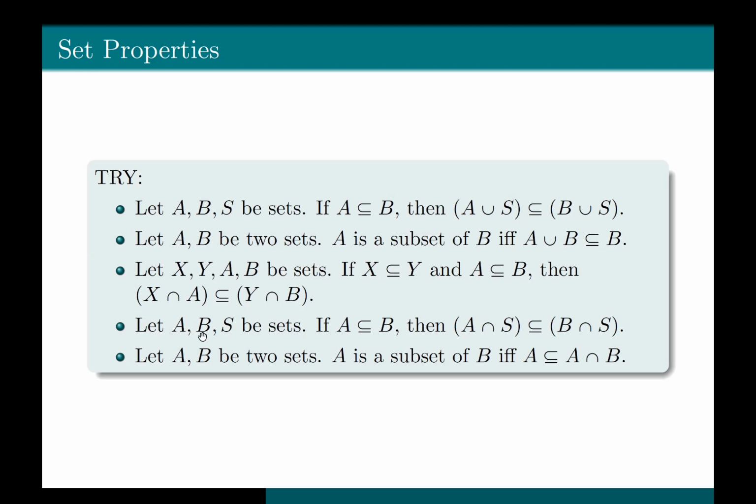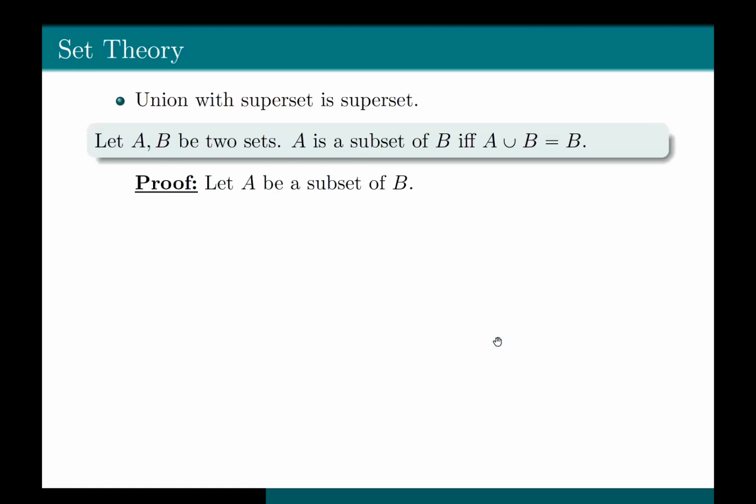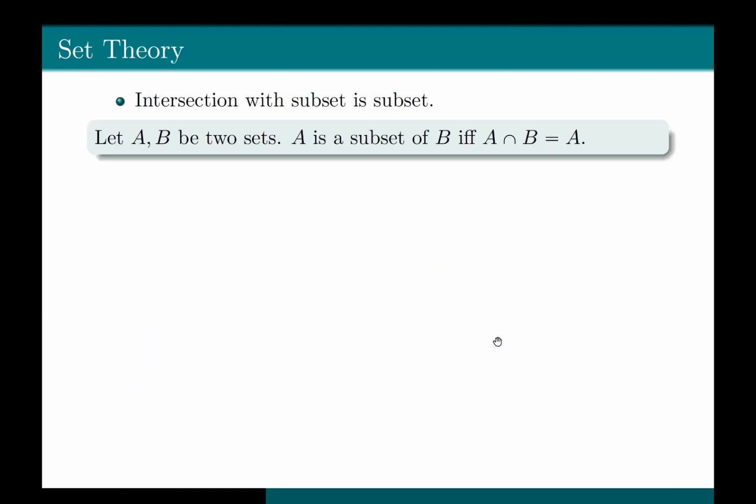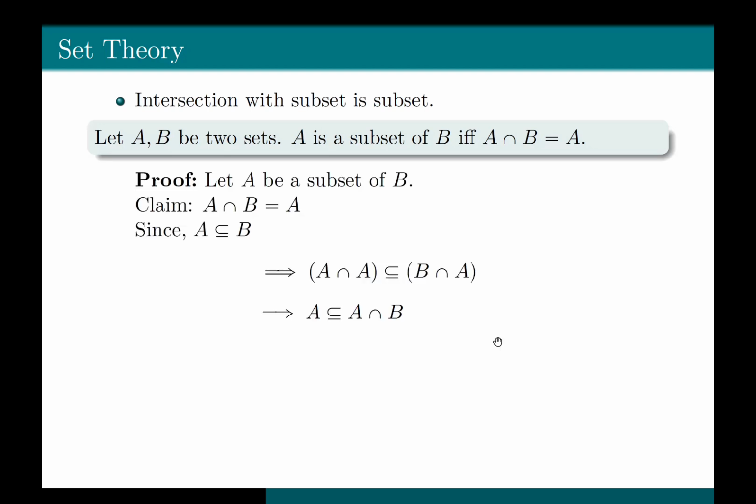Now remember, we are using this property. We are using the property that if A, B, S are three sets, and if A is a subset of B, then A intersection S is a subset of B intersection S. Now, to prove the property for intersection, that intersection with a subset is a subset, here we have the same assumption that A is contained in B. So we have A intersection S is contained in B intersection S.